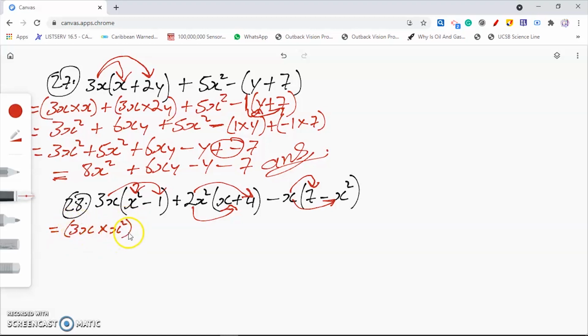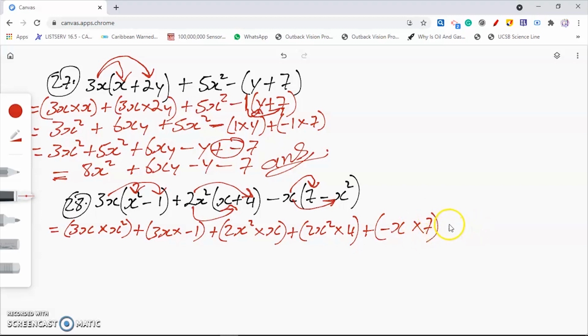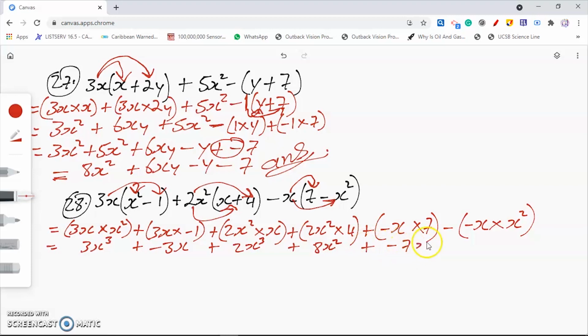And notice all along I am making my x different to my multiplication sign, so I do not get confused. You should try doing that as well. Plus 3x times negative 1, plus 2x squared times x, plus 2x squared times 4, plus minus x times 7, minus x times x squared. Good, we simplify this, we get 3x cubed here, plus negative 3x, plus 2x cubed, plus 8x squared, plus negative 7x, minus negative x cubed.